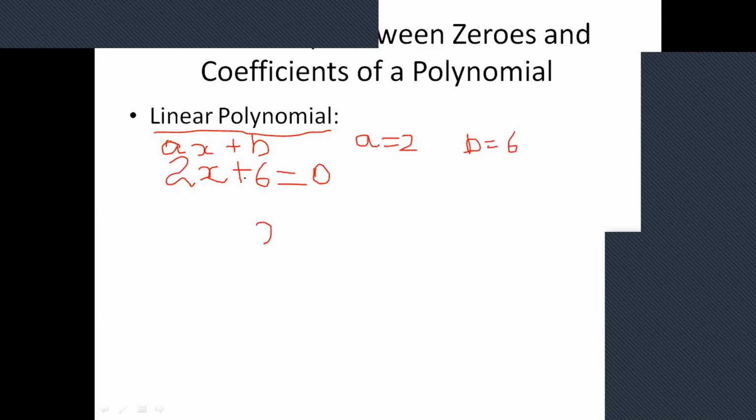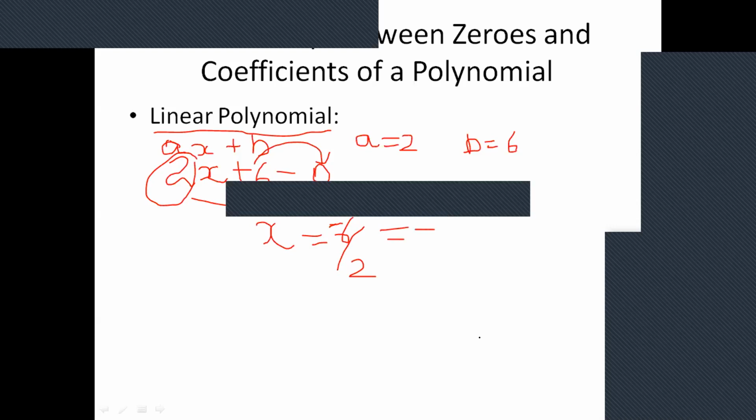x is nothing but, if I want to solve, first I shift 6 to this side, so it becomes minus 6. Then I shift this 2 to the right-hand side, and since it is multiplication, it becomes division. This is what you get: x equals minus 6 by 2, which is minus 3. Most of you have answered it correctly.